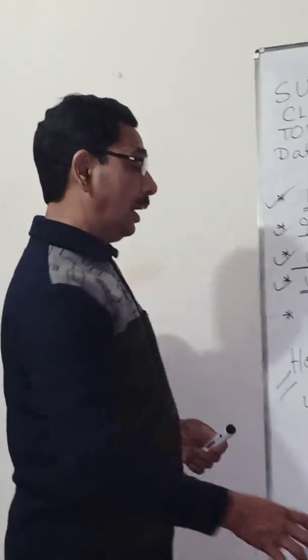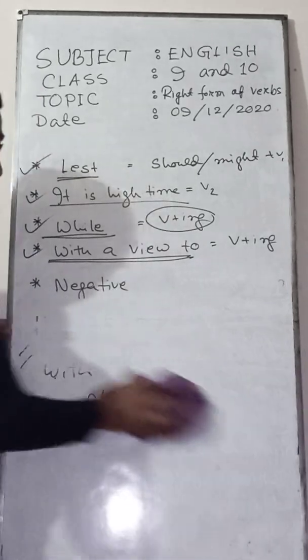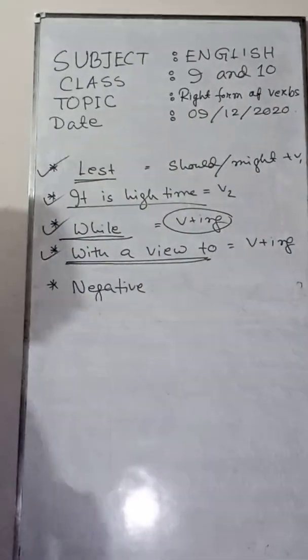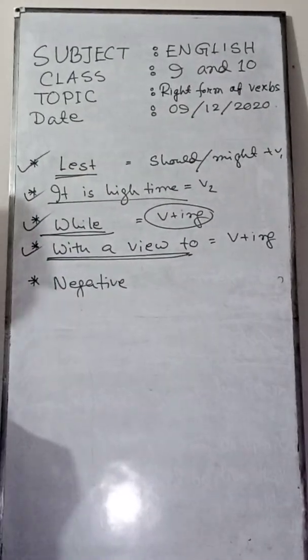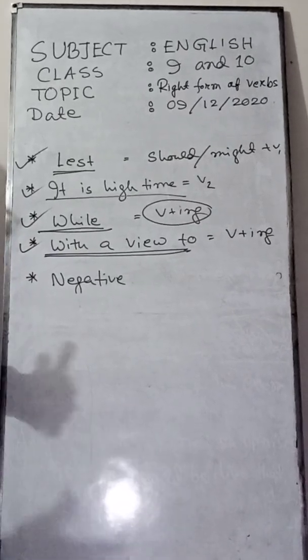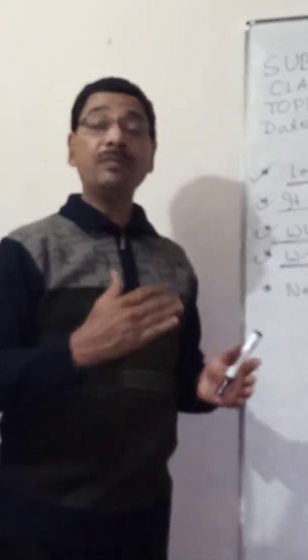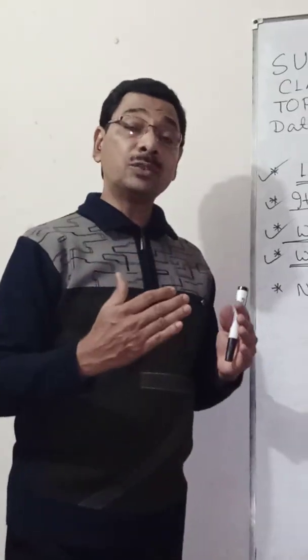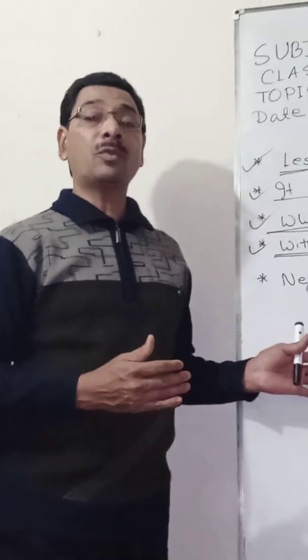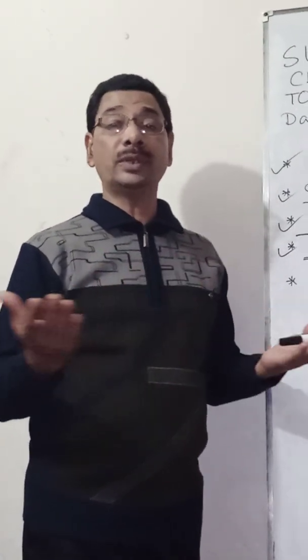Okay, and now I'm going to discuss rule number 5 about negatives. If you find a universal truth, and that universal truth is negative, then you have to write down do not, does not, did not, should not, would not, etc.